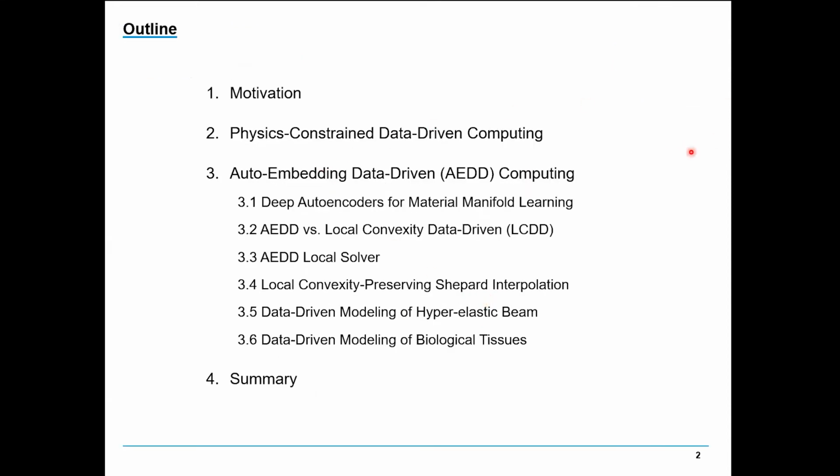This is the outline of my presentation. I will first talk about the motivation of this work and then give you a brief overview of the physics-constrained data-driven computing. And then I will introduce the proposed auto-embedding data-driven computational framework for nonlinear materials modeling, where autoencoders are introduced to address some issues related to high dimensionality of the data and also the generalization ability of data-driven computing. And then I will also discuss some results of data-driven modeling of biological tissues with experimental data.